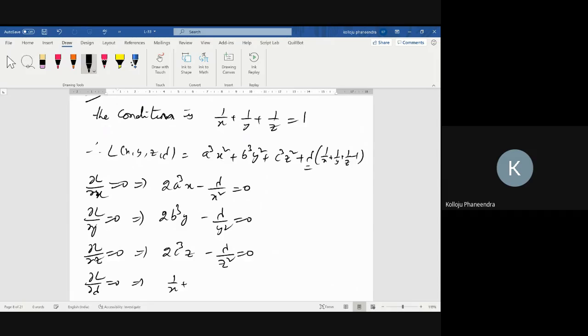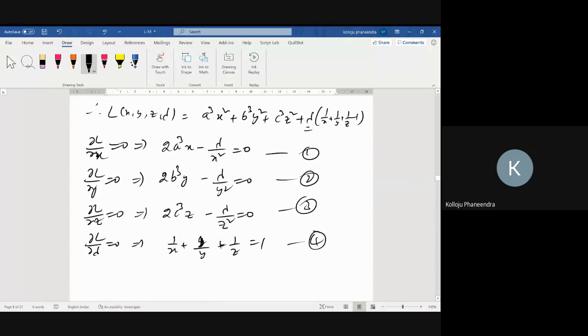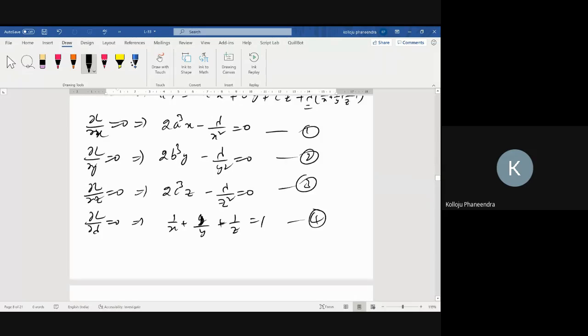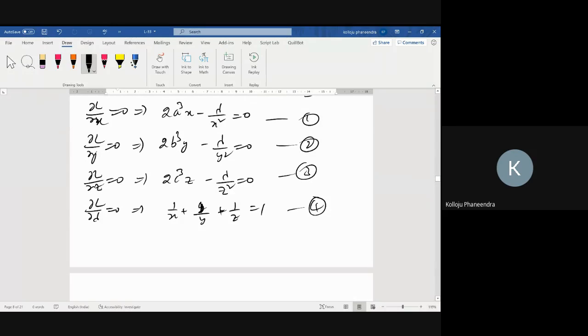So what remains is the given condition, 1 by x plus 1 by y plus 1 by z equal to 1. These are equations 1, 2, 3, 4. Now solve these equations one by one. How to solve these equations? How can you solve them? Come on, anyone?